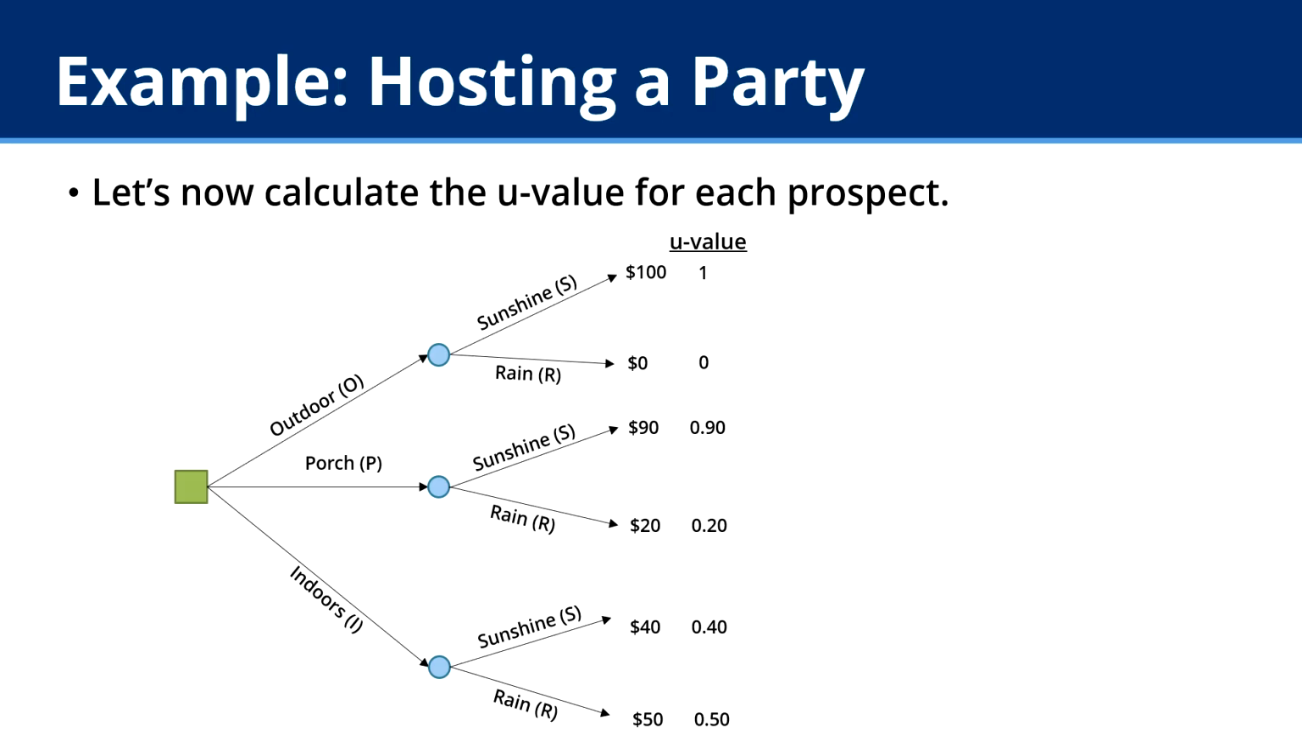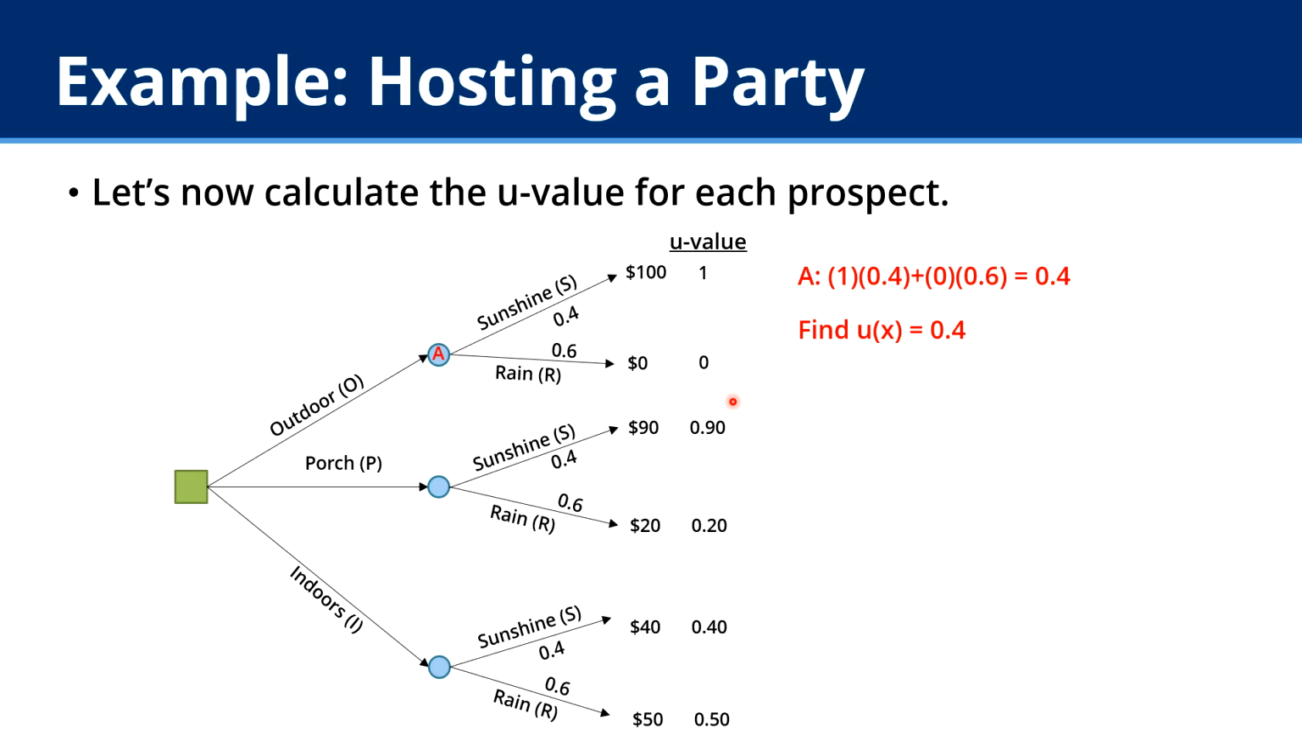And now we're ready to solve for each one of those nodes. So we'll start with node A. We have the probabilities unchanged as before. Node A is simply getting the expected value. So the U value is going to be 1 times 0.4 plus 0 times 0.6. So this value will be 0.4.